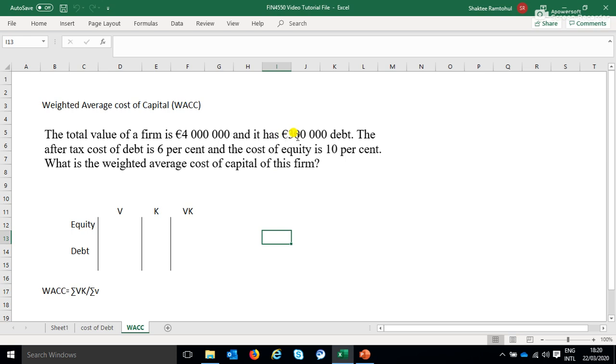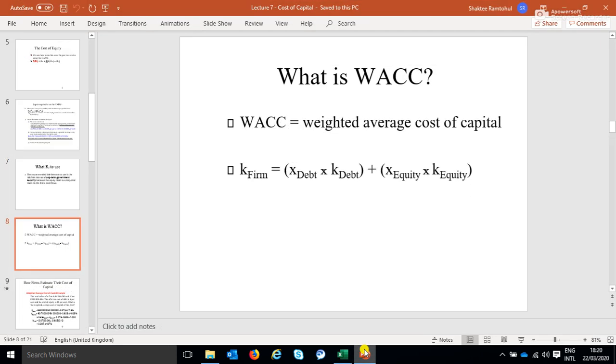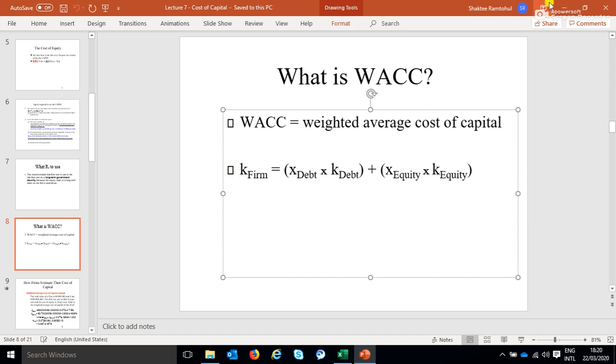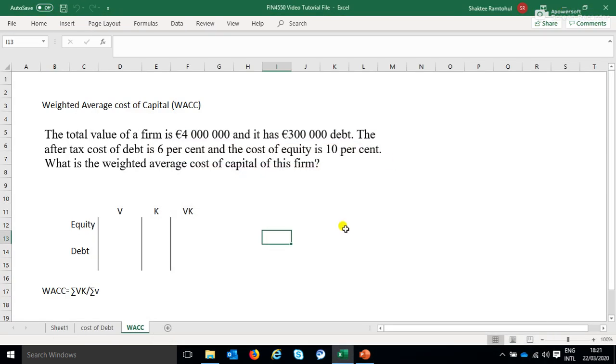And it has 300,000 euros in debt. The after-tax cost of debt is 6% and the cost of equity is 10%. And the question goes, what is the weighted average cost of capital of this firm? There are a couple of ways of doing this. One is to use the formula. Here's the formula here. But I like to keep it as simple as possible.